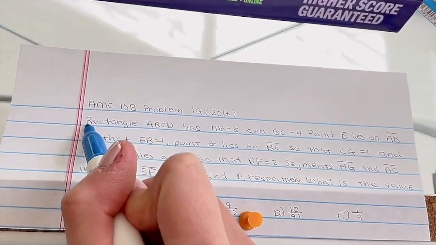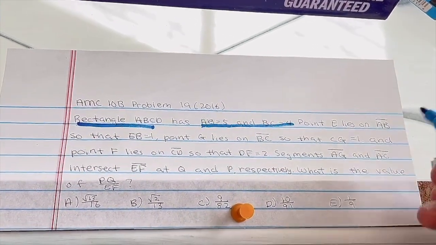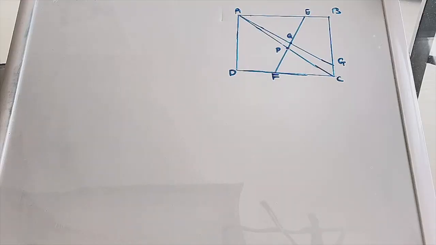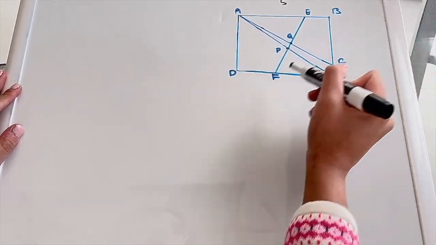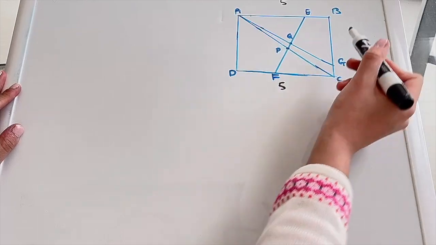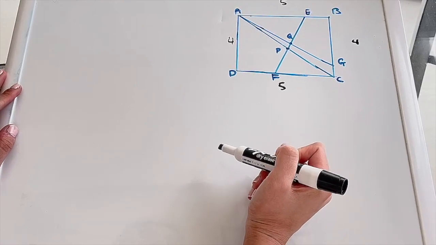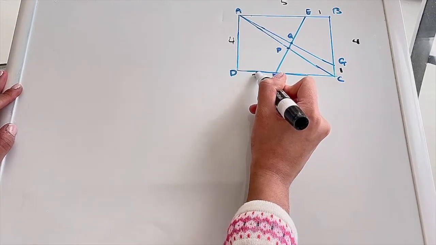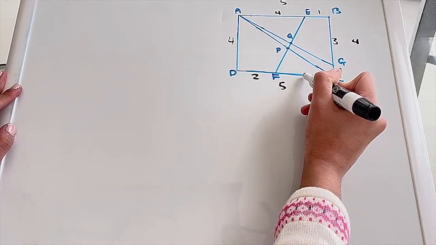So the keywords here are that this is a rectangle and it tells you the measurements of the side lengths, and it also tells you the points and where these are. So here's the diagram that they give you, and to mark some of the things that we already know, I'm going to label it. AB equals 5, so this side is also 5. BC equals 4, so this side would also be 4. EB equals 1, CG equals 1, and DF equals 2. So the other side is right here, it will be 3, this is 4, and this is 3.